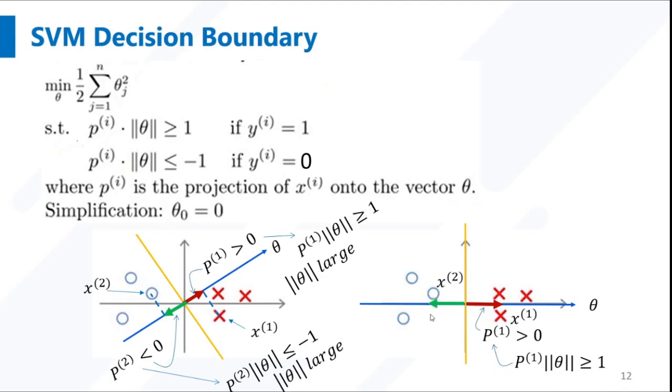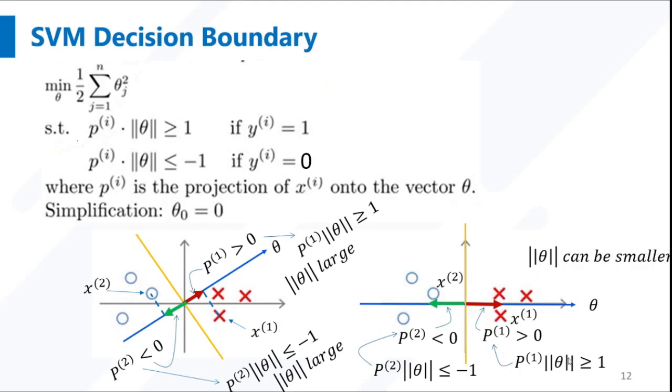Similarly, for the other point, the projection is the green portion. If we take the example, then this equation comes. That means the P2 projection term multiplied by theta magnitude must be less than or equal to -1. It is less than 0, so it will be negative. But since the P2 and P1 values are very high, theta can be made smaller.